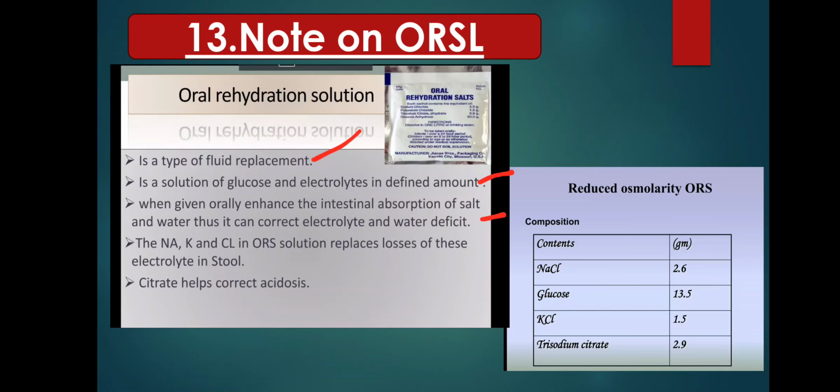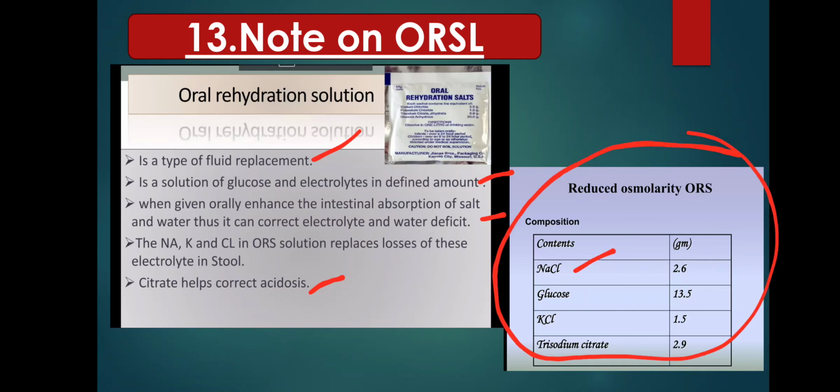If anyone is suffering from diarrhea or dysentery, then due to the excess passing of watery stools, sodium, potassium, chloride and water get excreted. So to replace all that, we are using this ORS. And citrate helps to control the acidosis. Clear? This is the reduced osmolarity ORS composition. It contains sodium chloride, and also trisodium citrate based ORS. Glucose 13.5 gram, potassium chloride 1.5 gram, trisodium citrate 2.9 gram.